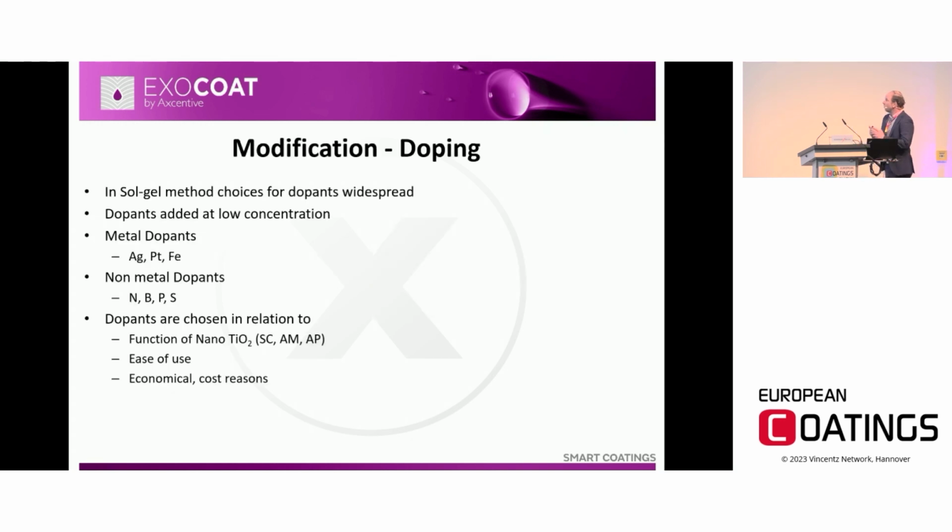So this modification, or doping as they call it, is done in sol gel. This is pretty widespread. Dopants are added in small amounts, with very low concentrations. Think about metal dopants such as silver, platinum, or iron, but also non-metals based on nitrogen, boron, phosphorus, or sulfur. So the dopant you choose basically depends on the property you want to improve. So with titanium dioxide, this might be self-cleaning, or antimicrobial, or anti-pollution. You also look at the ease of use, how easy is it to mix in, and of course, at the economics of it.